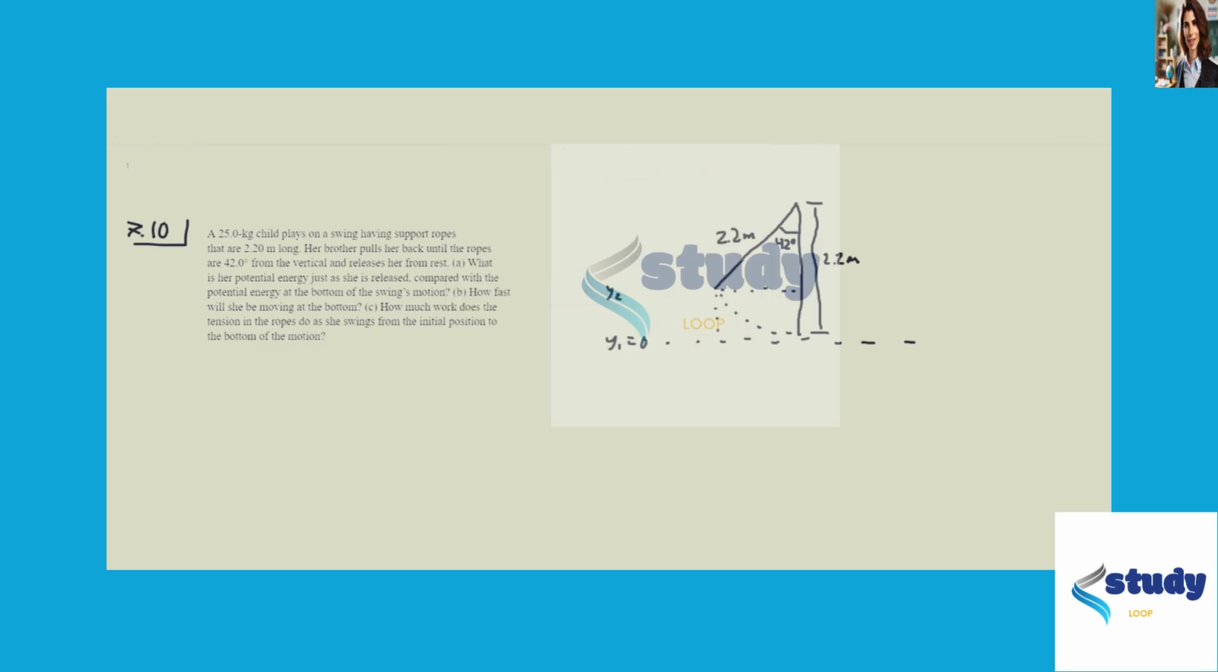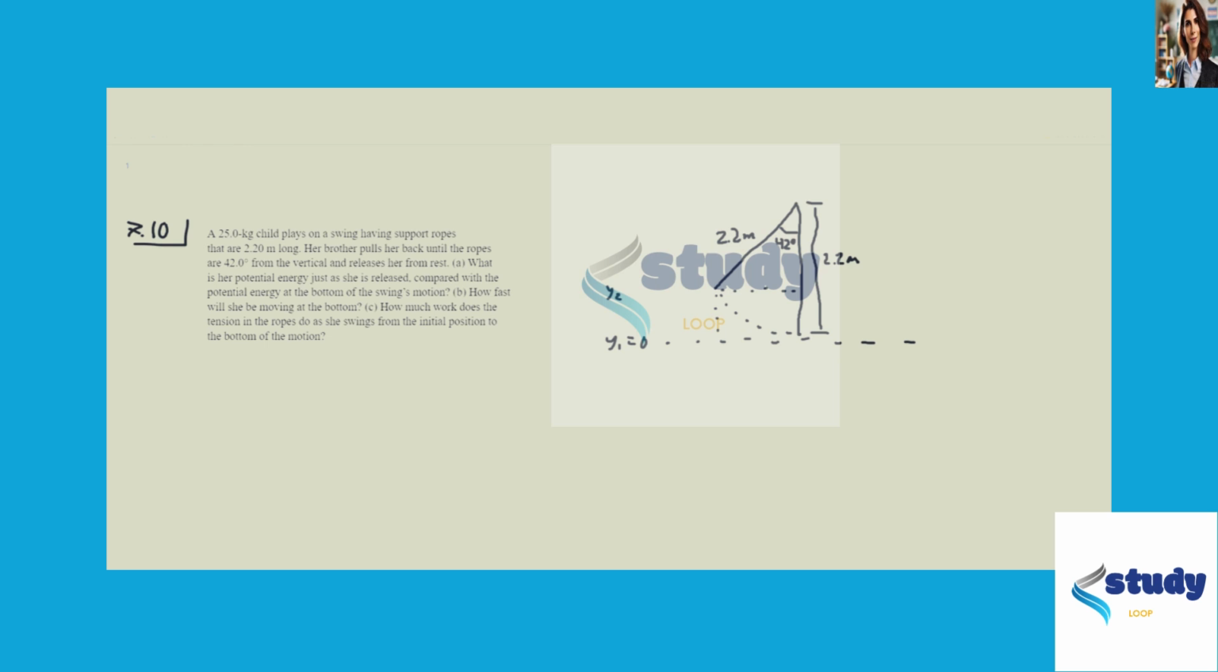Problem 710, we have a 25 kilogram child that plays on a swing, having support ropes that are 2.2 meters long. Her brother pulls her back until the ropes are 42 degrees from vertical, so pulled back and released from rest. So what is her potential energy just as she released compared to the potential energy at the bottom of the swing's motion?